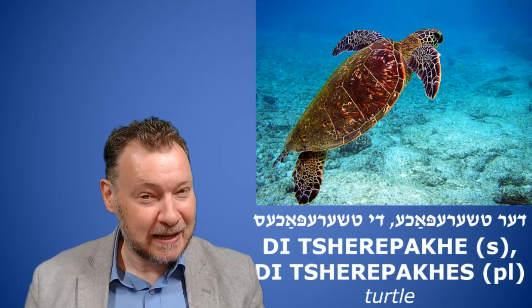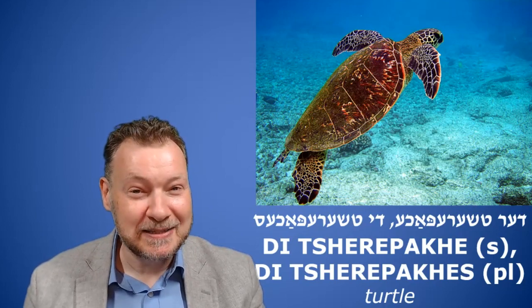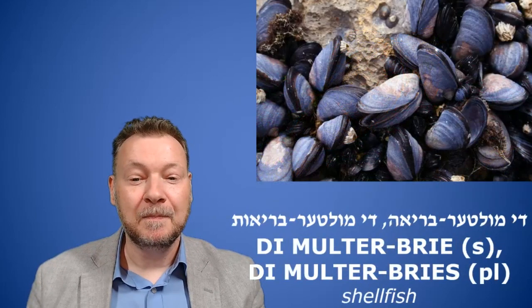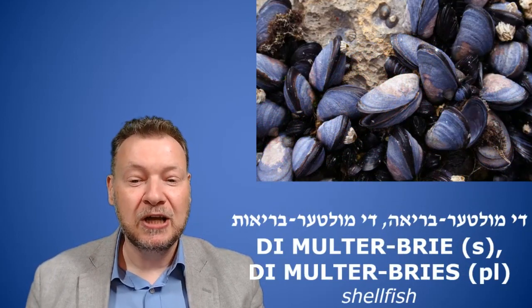Die Cherepache is a turtle. That's a lot of fun to say. Die Cherepaches in the plural. Die Multerbrie is a generic term for a shellfish. Die Multerbries in the plural.